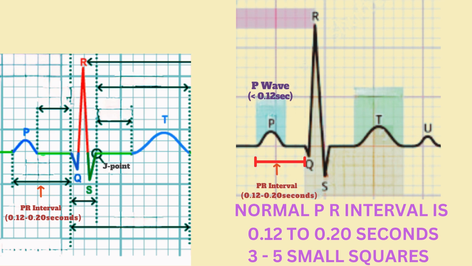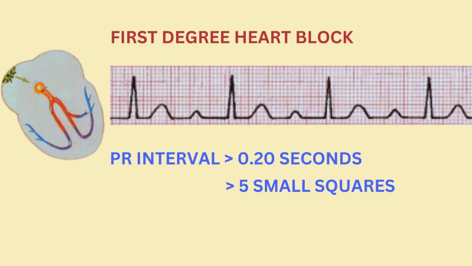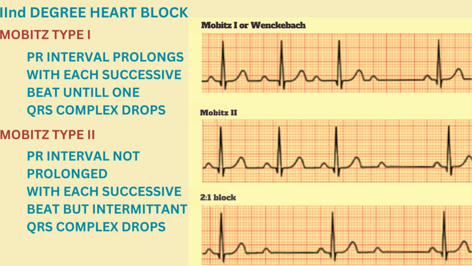If PR interval is more than 0.20 seconds, that is more than 5 small squares, first-degree heart block is said to be present. In second-degree heart block, PR interval prolongs with each successive beat until a QRS complex is dropped. It is also called Mobitz type 1 heart block. In Mobitz type 2 heart block there is no prolongation of PR interval, but intermittent non-conducted P waves are present. That means a P wave is intermittently not followed by a QRS complex.